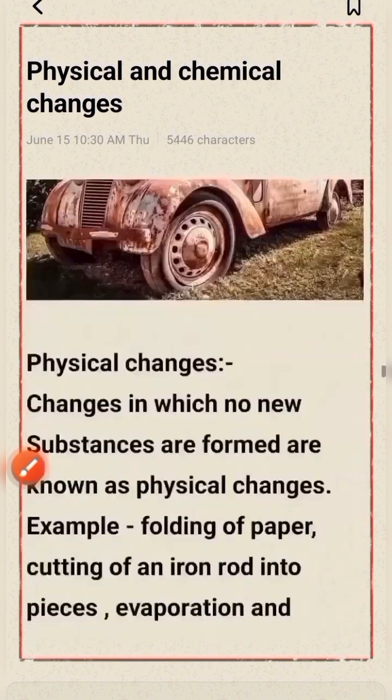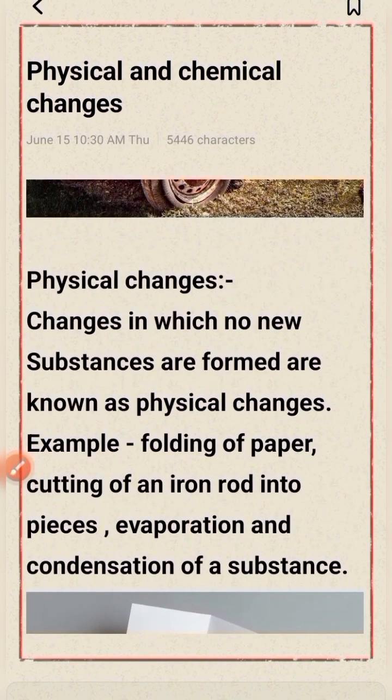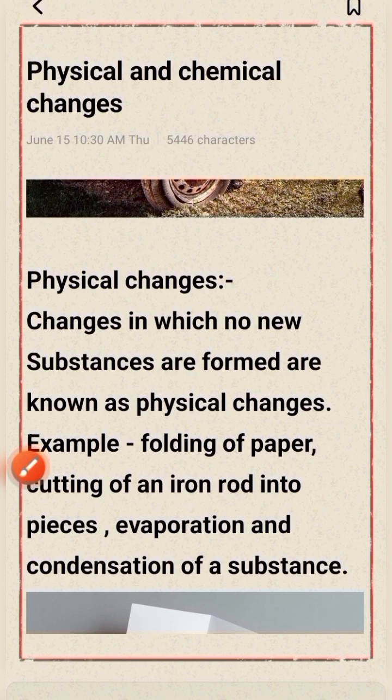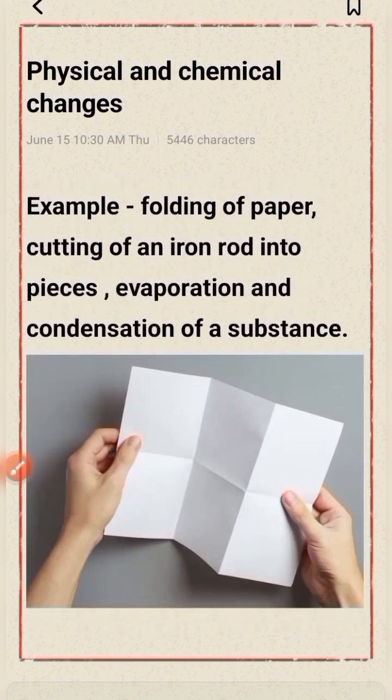Okay. Next example, that is to explain the physical change. Changes in which no new substance is formed are known as physical changes. For example, folding of paper, cutting of iron rod into pieces, evaporation and condensation of a substance. Show the picture, folding of paper, one type of physical change. Okay.